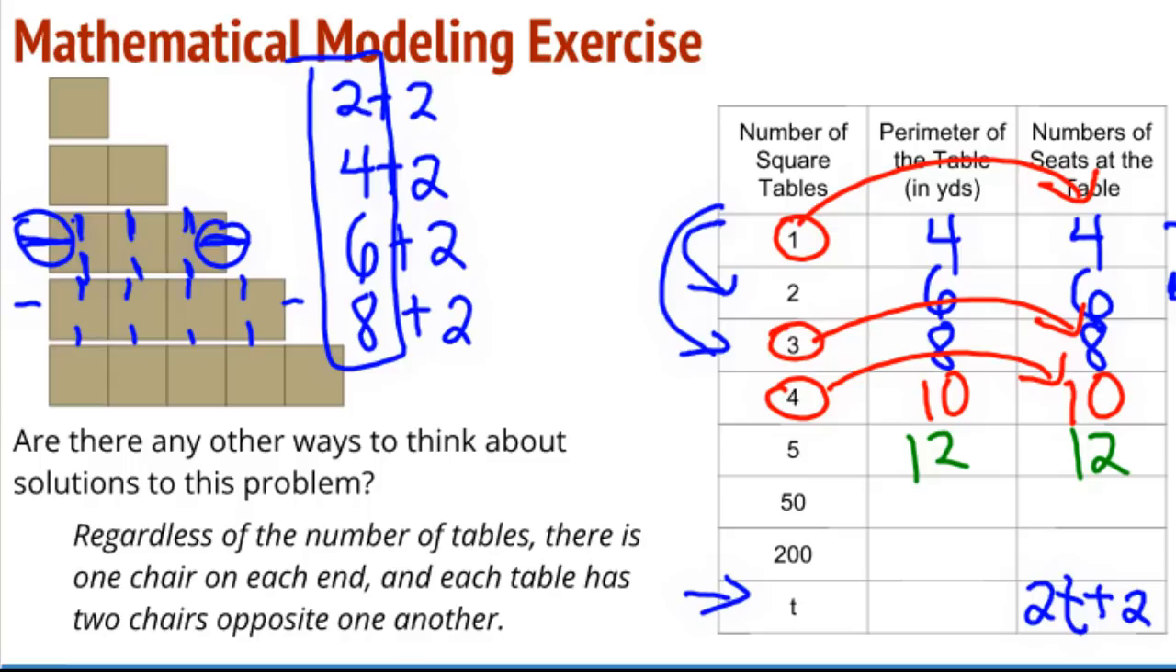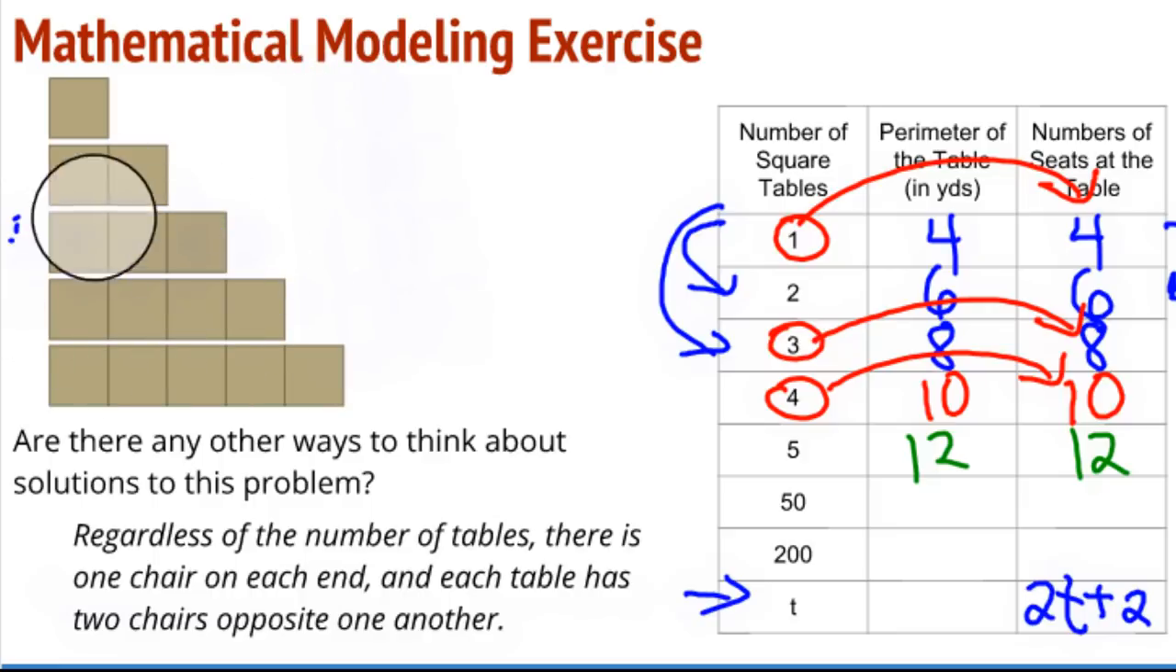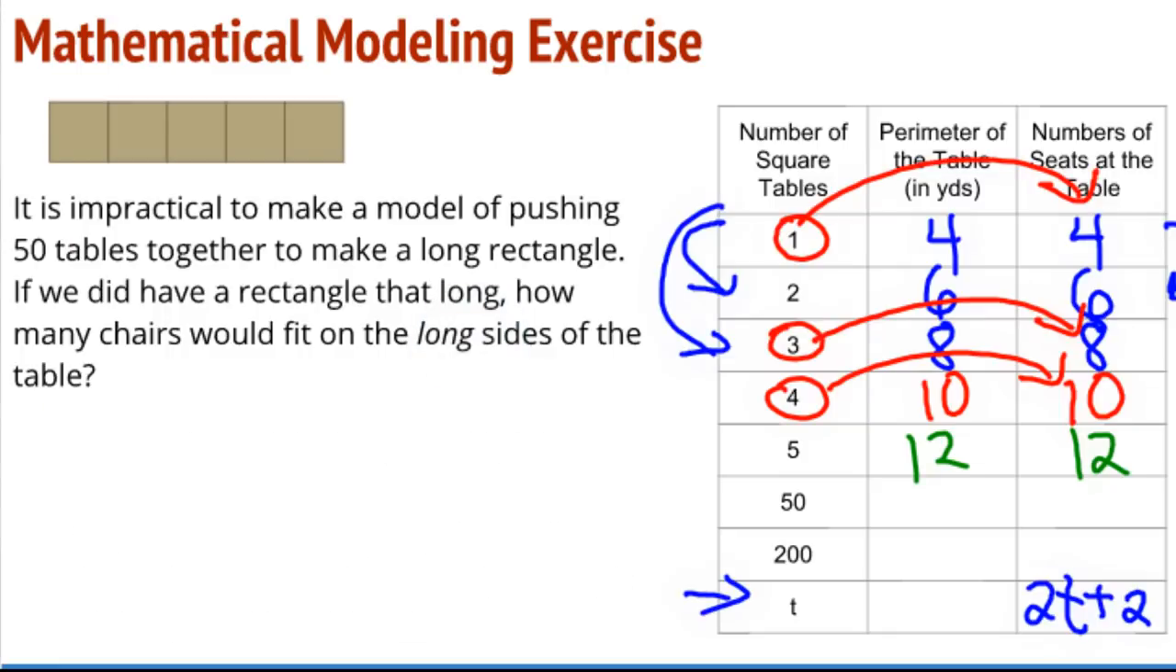So kind of here, when we talk about another way to think about this, regardless of the number of tables, there is 1 chair on each end, and each table has 2 chairs opposite one another. There's always these 2 people on the end, and every table is going to fit 2 people. So drawing and looking at a model and then looking at some patterns can be a powerful way to analyze what is happening on a table that you're given.